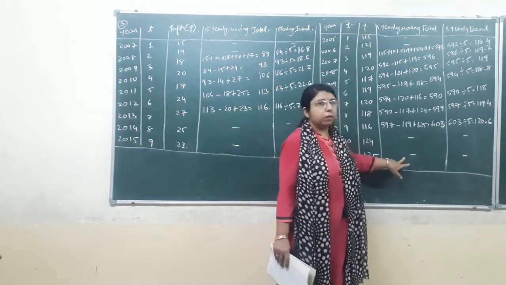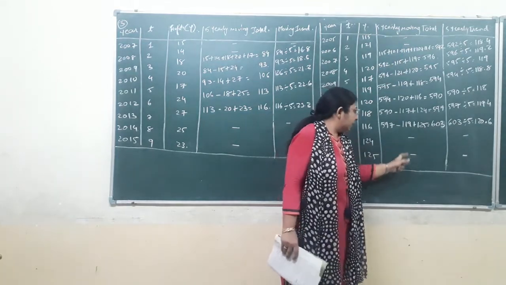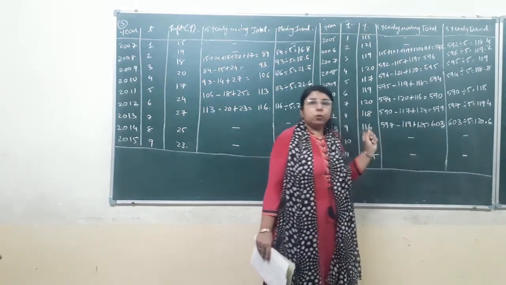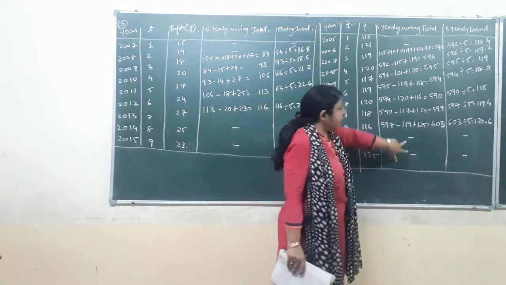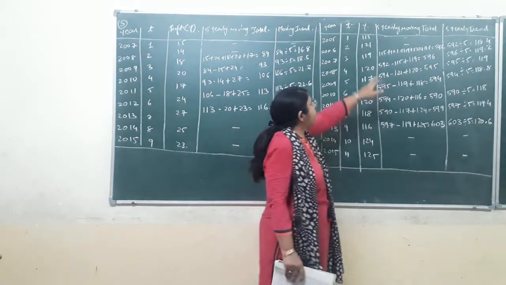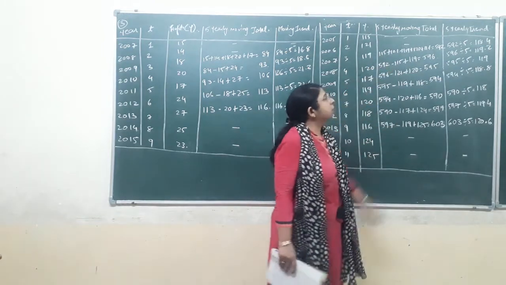The last two totals also will not be there. So you have to put a blank dash so that you don't make a mistake in that. So put nil in the first two and the last two values. Then afterwards you have to start your calculation with the third value.